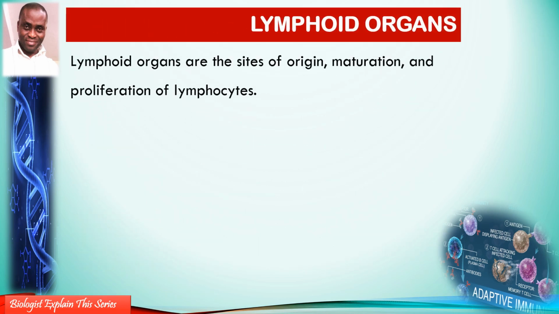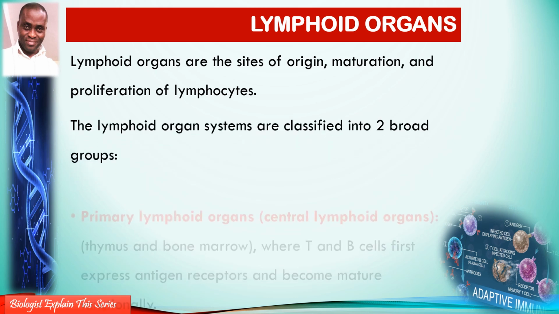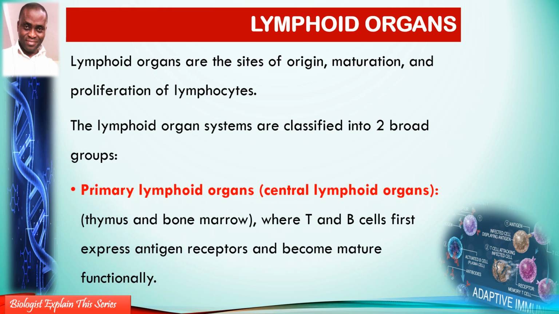Let's have a closer look at lymphoid organs. We've already talked about the lymphatic system, but since we are talking about the components of the immune response, what the system looks like, you've got some organs called lymphoid organs. They can be divided into primary lymphoid organs, which are central.